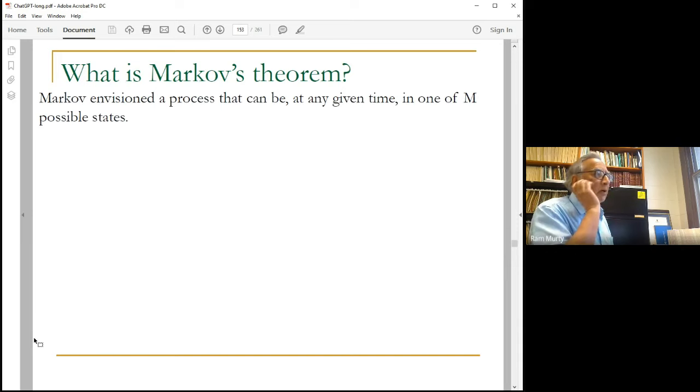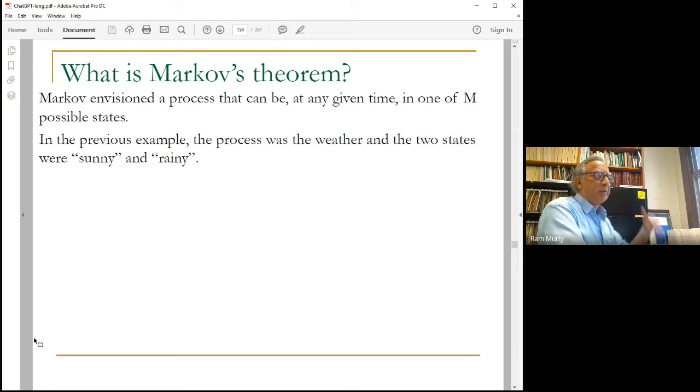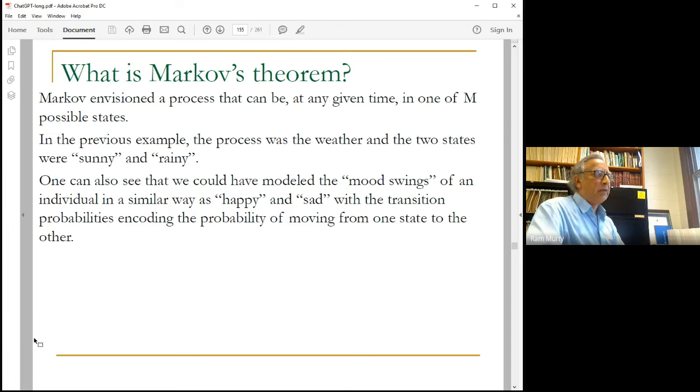So what is Markov's theorem? Markov envisioned a process that can be at any given time in one of m possible states. In the baby example of the previous slide, I just took 2 states, but you can have a complicated process where you have m states, billions of possibilities. In the previous example, the process was the weather, and the 2 states were sunny and rainy. We could also have modeled mood swings. So forget the sunshine and the rain. You could have modeled the mood swings of an individual through the same kind of happy and sad states, with the transition probabilities encoding the probability of moving from one state to the other. So this is a model used to predict complicated processes as they evolve over time.